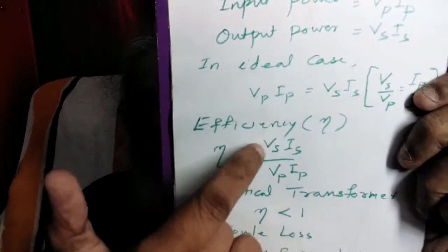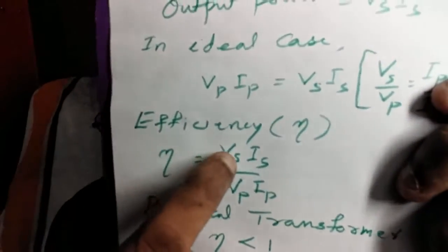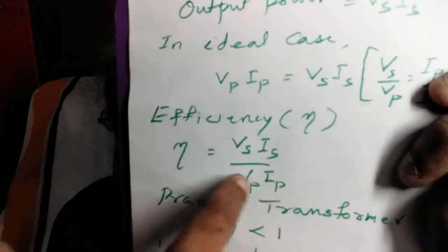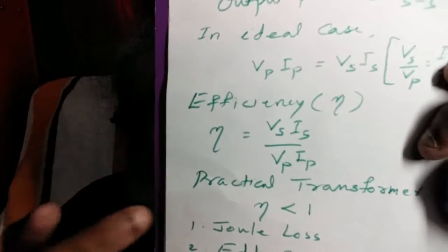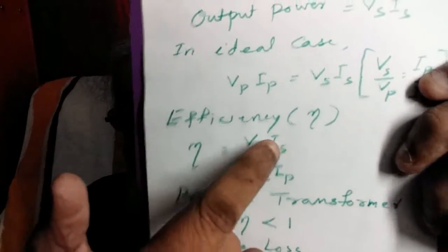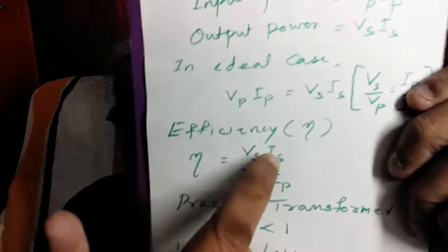Still, efficiency is defined as always, eta equals output power by input power. It is VsIs by VpIp. If the transformer is ideal or perfect, eta must be equal to 1, because VpIp equals VsIs, then eta equals 1. But in the case of a real transformer, there are certain power losses.